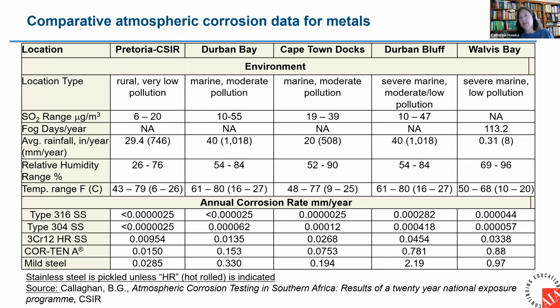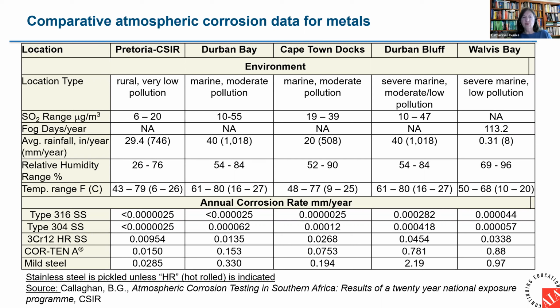But there's data, it's all a matter of picking the right metal for the location. This is data from South Africa. Again, comparing multiple metals. They had also included aluminum and copper in this comparison, although it's not in the specific table. If you look, some of these locations are fairly rural, while others like Durban Bluff and Walvis Bay are severe marine environments.